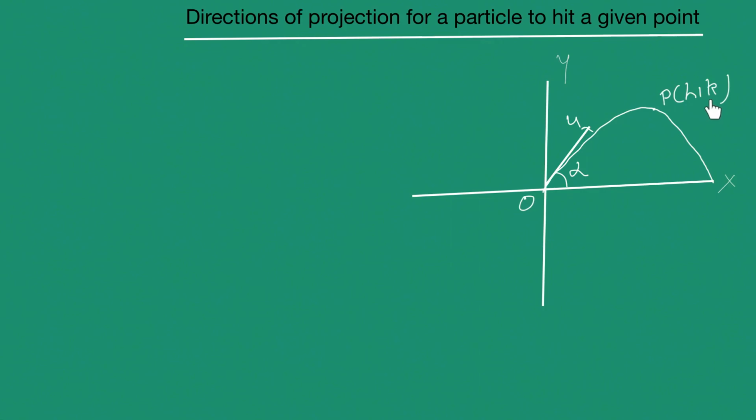We know that the equation of trajectory, which we have studied, is given by y is equal to x tan alpha minus g x square by 2 u square cos square alpha. If we see this, the projectile is passing through point h comma k, so this point will also satisfy its equation.